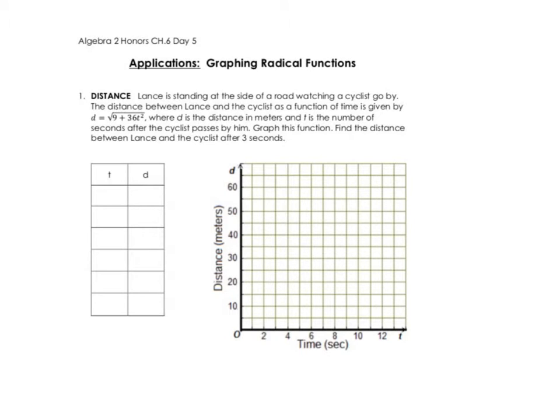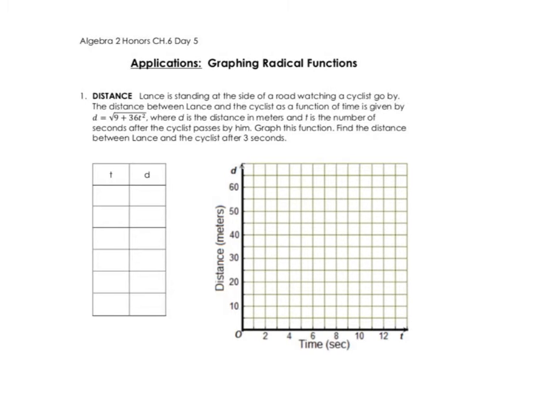All right, let's talk about real-world applications with graphing radical functions. Now we're going to talk about distance. So Lance is standing at the side of a road watching a cyclist go by. The distance between Lance and the cyclist as a function of time is given by this formula right here.